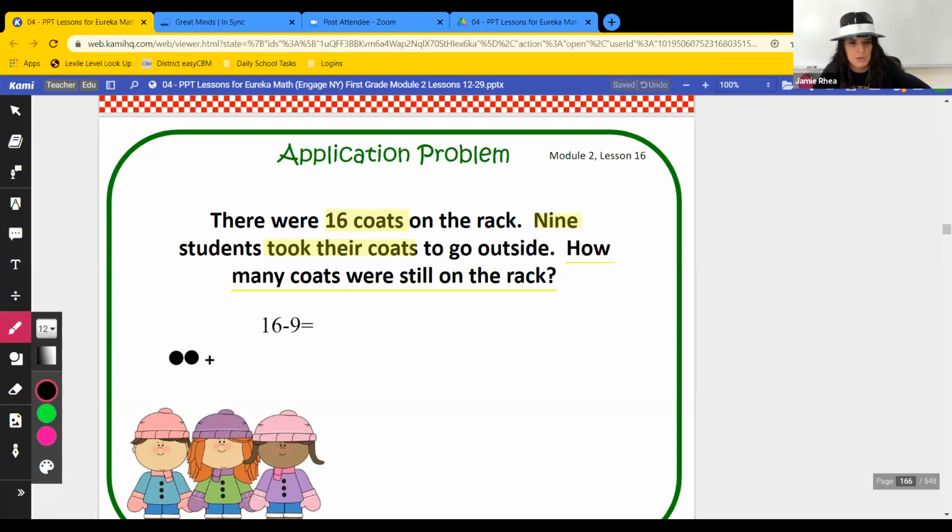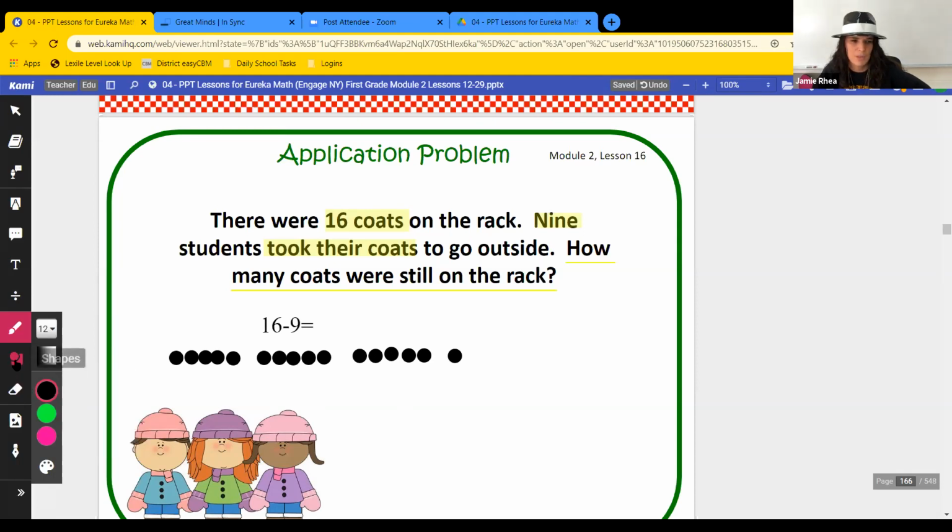1, 2, 3, 4, 5. I'm going to leave a little space. 6, 7, 8, 9, 10. I'm going to leave a little space. 11, 12, 13, 14, 15, leave a little space, 16.